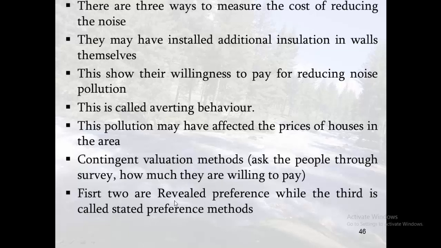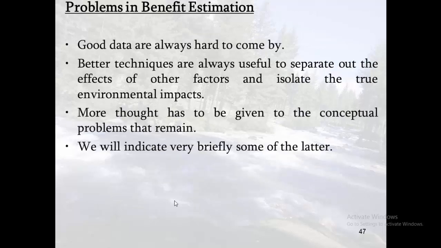The first two methods are revealed preference, while the third is a stated preference method. There are certain problems in cost benefit estimation. Good data are always hard to come by. Reliable data is sometimes difficult to obtain. Better techniques are always useful to separate out the effects of other factors and isolate the true environmental impacts.